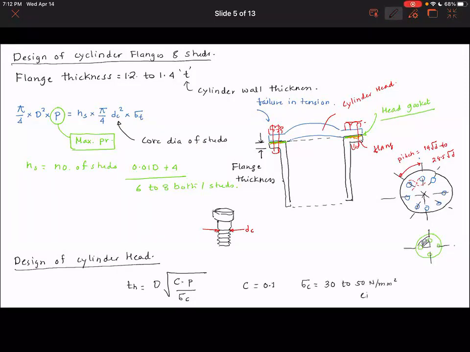So this is the circumferential stress in head. And P, once again, is the max pressure, and D is the cylinder bore or inside diameter.